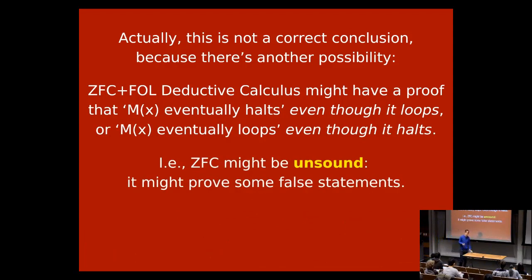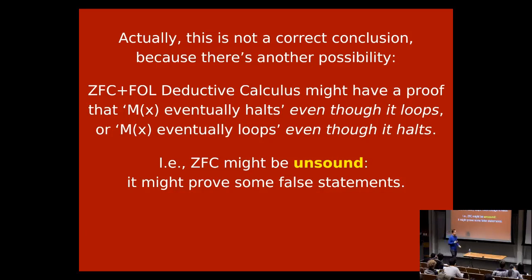Which is also something that's perfectly possible. You can imagine maybe screwing up your axioms and making a mistake in writing down those 9 axioms of ZFC such that they're not really modeling the real world of sets in mathematics. They have a bug in them. And that's called being unsound. It might prove some statements that are actually false.